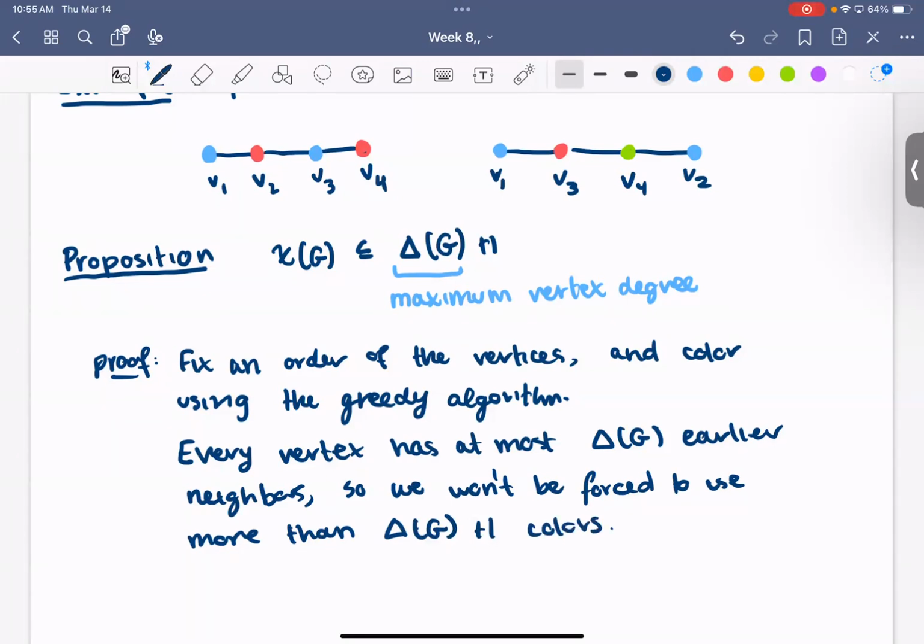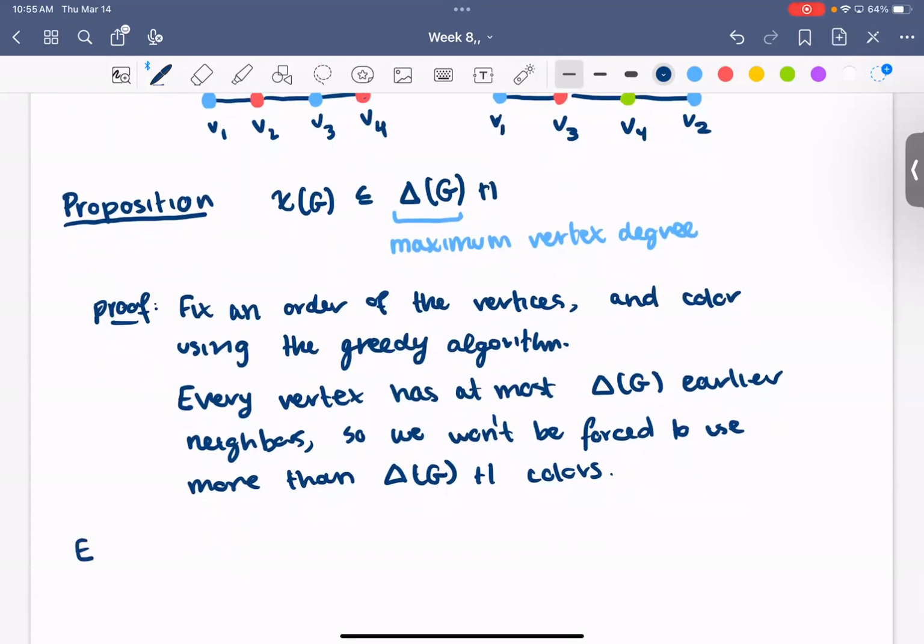Okay. So, are there questions about that? Okay, so for which graphs is this an equality? Yeah, complete graphs.